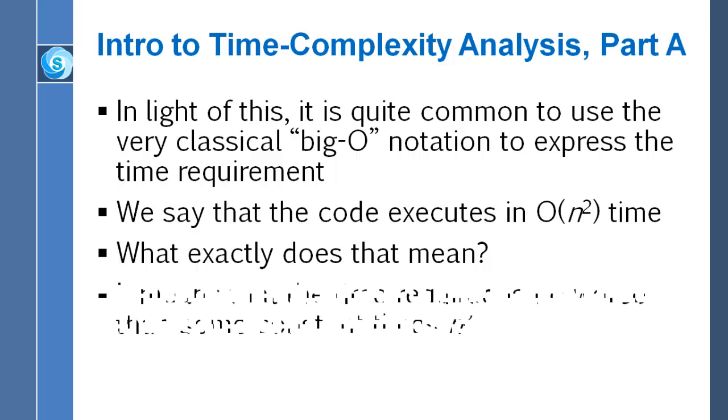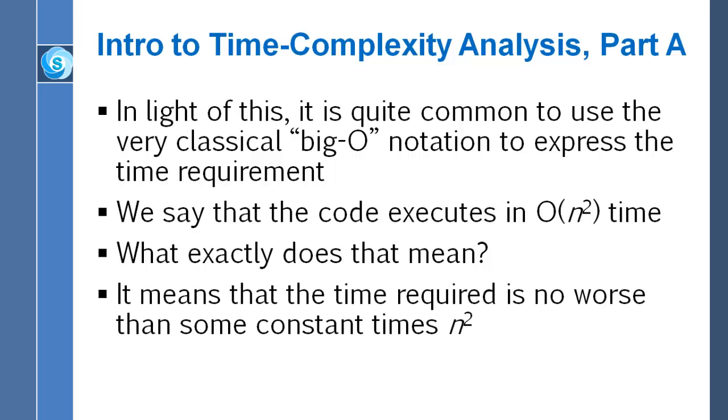Okay, so what does it mean? Well, it means something very definite. It means that polynomial capital A n squared plus capital B n plus capital C stays smaller than a constant multiplied by n squared. Some constant multiplied by n squared as n gets bigger and bigger and bigger. We'll get a little bit more detailed about this as we go.